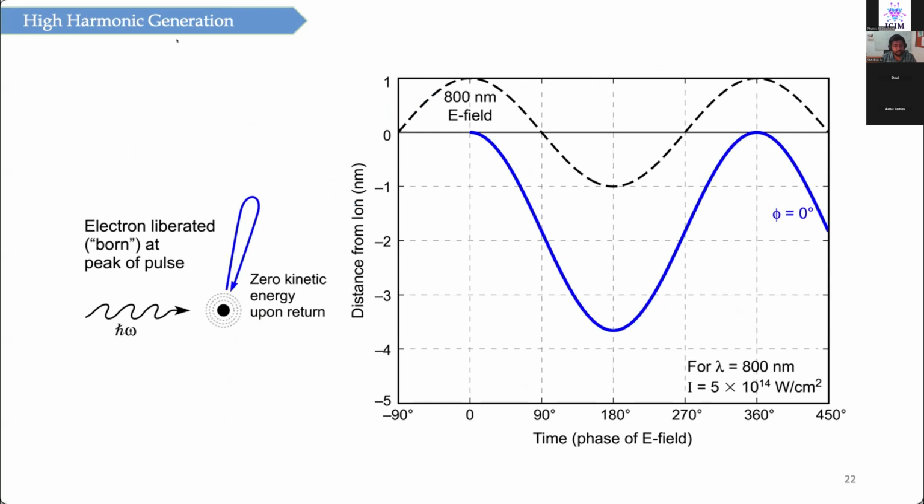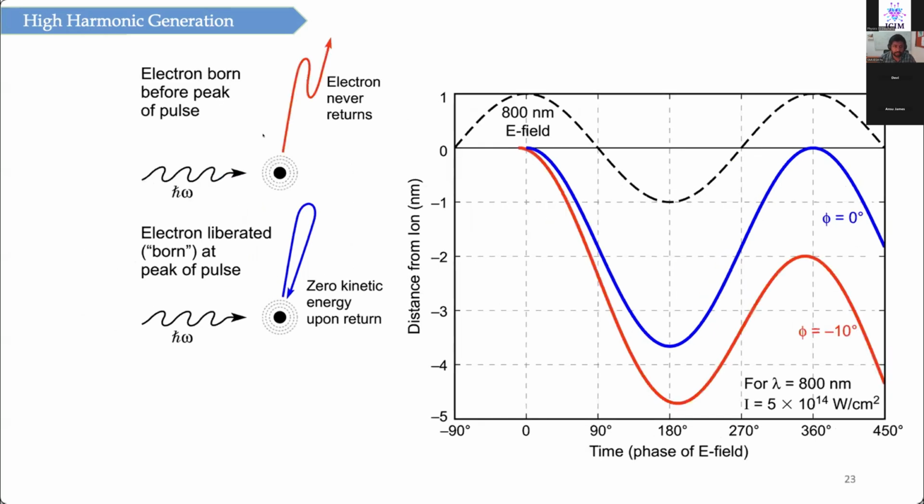Now we'll look a little deeper into it. You have an electron, which is generated over here, and the electron goes all the way. The y-axis is the distance from your parent ion. It comes back to the system at this point. When it comes back to this point, and we calculate the energy, it comes out with 0 kinetic energy, leading to no harmonics.